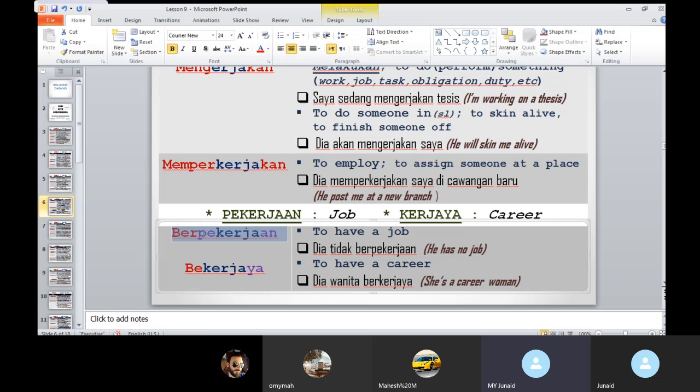We don't use this a lot, but we kind of use this in spoken Malay as well, bekerjaya. How about berkerja ada? Hmm? About having a job, yeah, you just simply say awak ada kerja or awak tak ada kerja. Yeah, we don't use this in spoken Malay. You might find it in formal writing, but you don't normally use it in daily life. Yeah. Is it clear? Yes. Okay. The next verb is jadi.